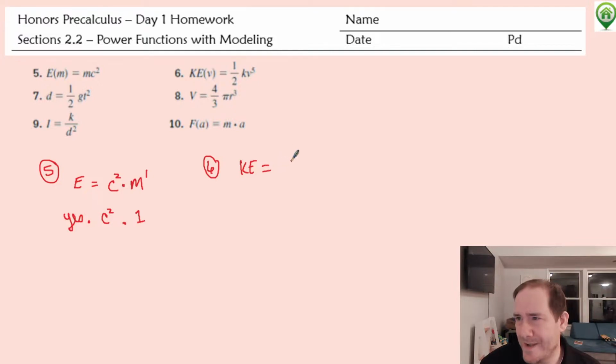So 1/2 k, or k over 2, however you want to put it. I'm going to put it k over 2. But k over 2 would be our constant of variation, right? Our coefficient. And then v is our variable to the power of 5. So this is another power function, so you're saying yes again. Constant of variation is k over 2, and the power is 5. Okay, for 7.